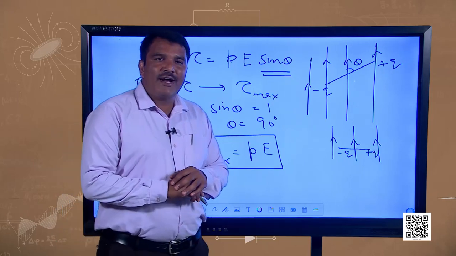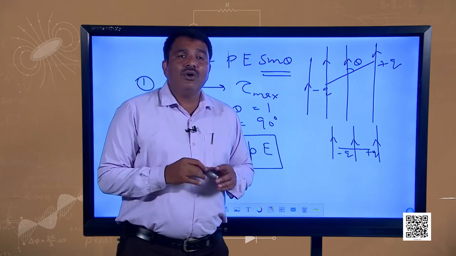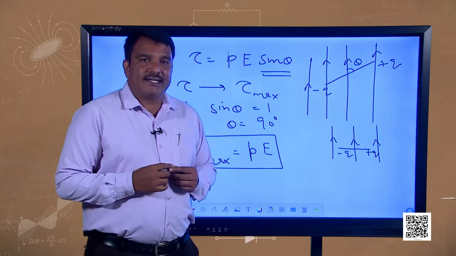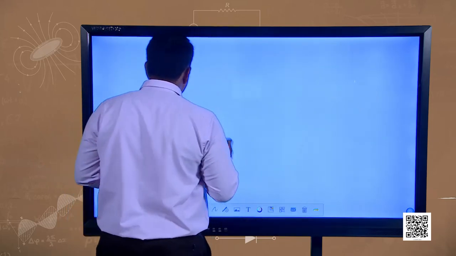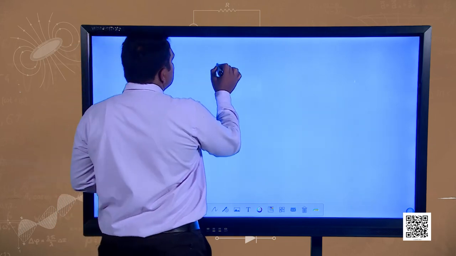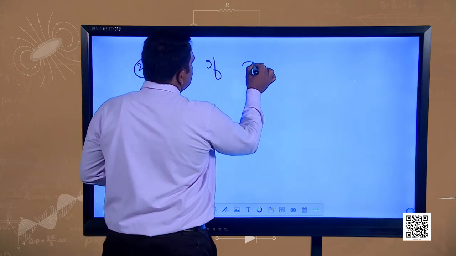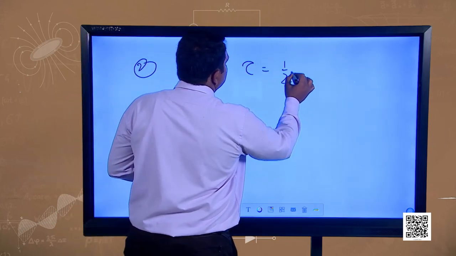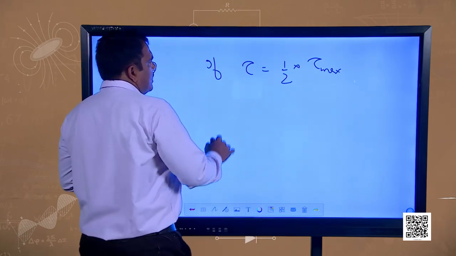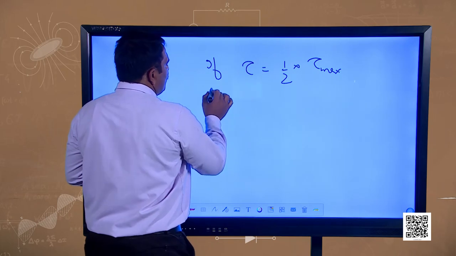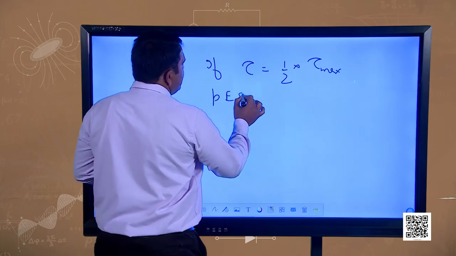Now, you have to find the orientation of dipole when the torque acting on it is half the maximum value. Let us see. If torque acting on the dipole is equal to half of tau max, you know what is torque? Formula for torque is pE sine theta.